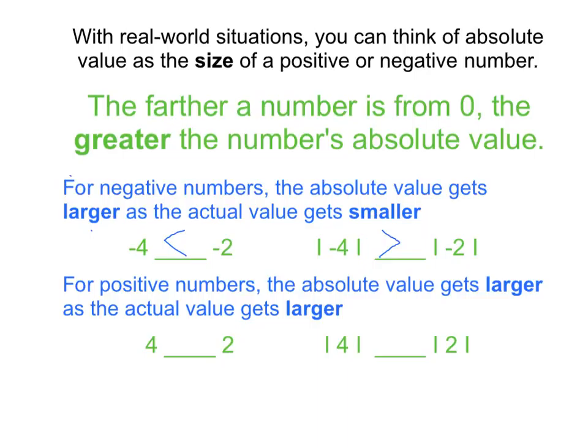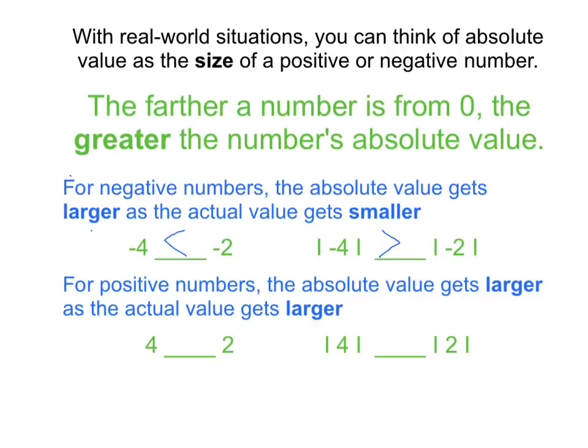For positive numbers, it's a little bit easier. The absolute value gets larger as the actual value gets larger, and that should make sense because the farther right I go on the number line, the larger the number is. And the farther right I go, I'm also getting farther away from 0. So my absolute value is also going to get larger. So let's look at some examples here.